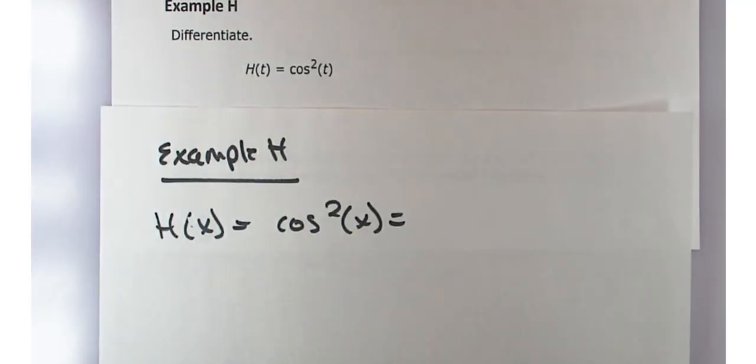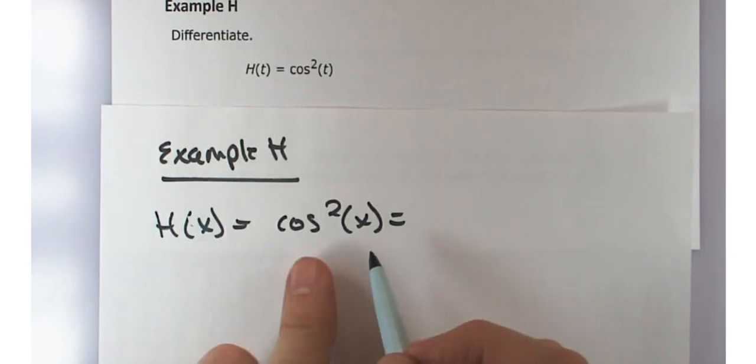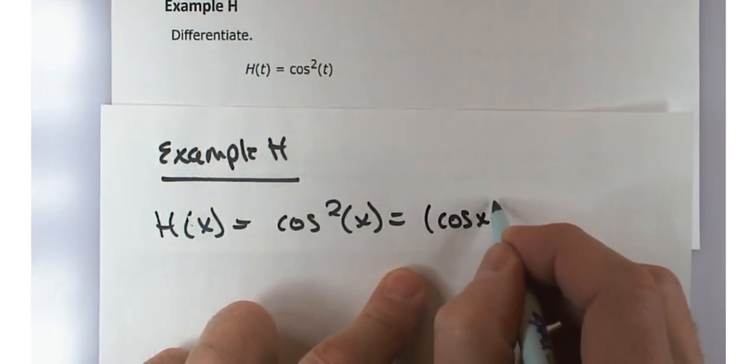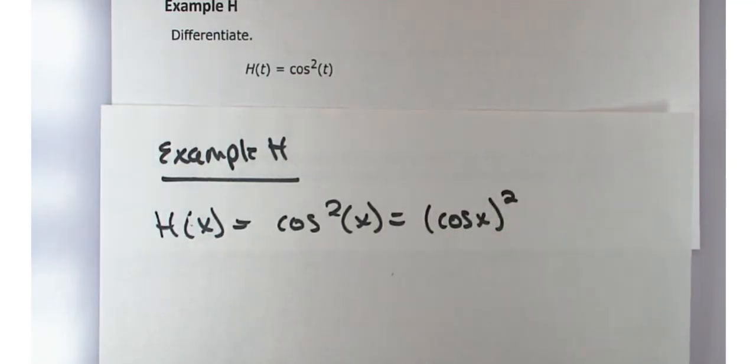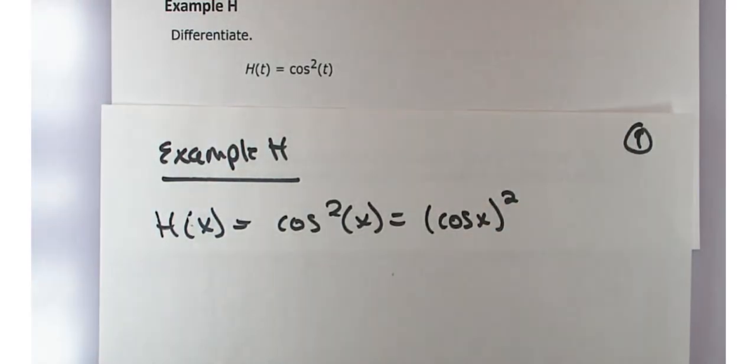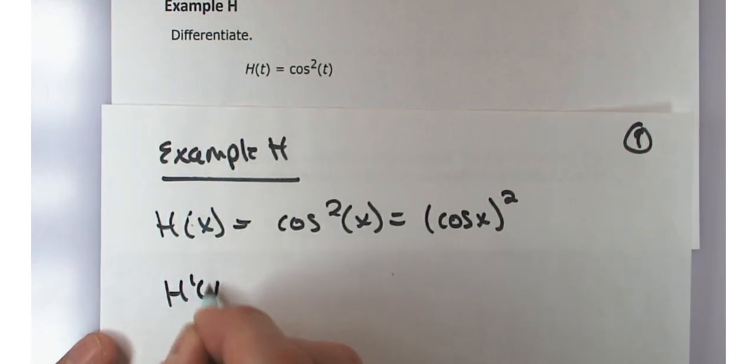Now, I love using this notation. It's very convenient, but it's also a little bit misleading too. What it really represents is cosine of x squared like that. And that's probably what you should do, at least early on, when you're working with these kinds of things and having to find a derivative. In our case, we want to find h prime of x.